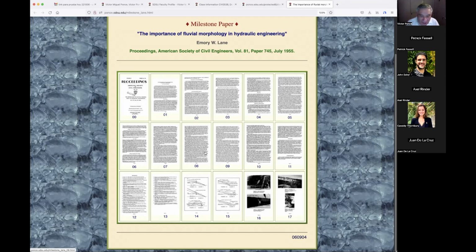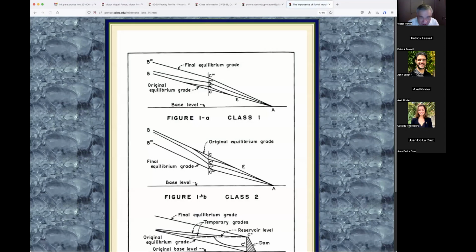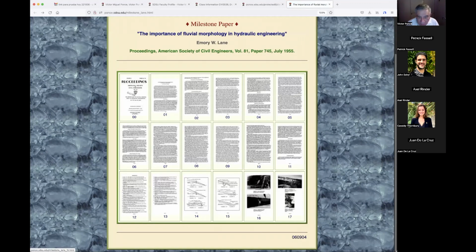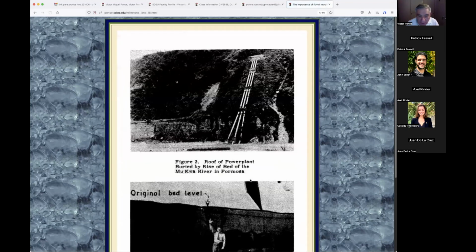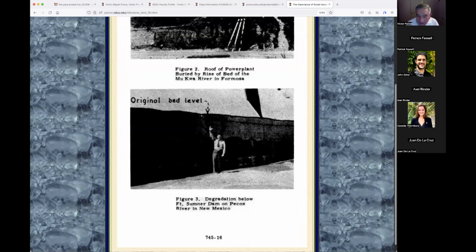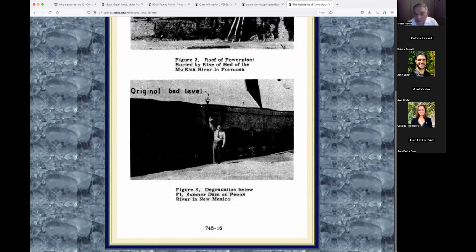So he finishes up his paper over here, and he's talking about erosion, finite equilibrium grade. And like I said, I want you to read this entire paper. You should, for your education. It is not easy to read, by the way. And he has a couple of examples, and this is a very classical and very well publicized example. This is the degradation below Fort Sumner Dam on the Pecos River in New Mexico.